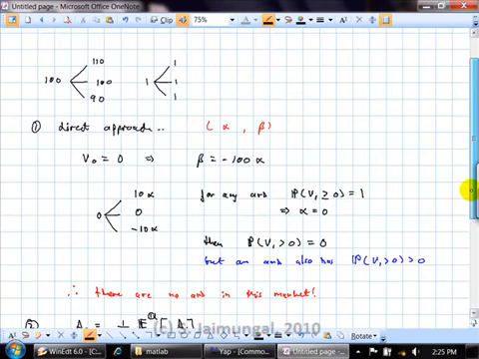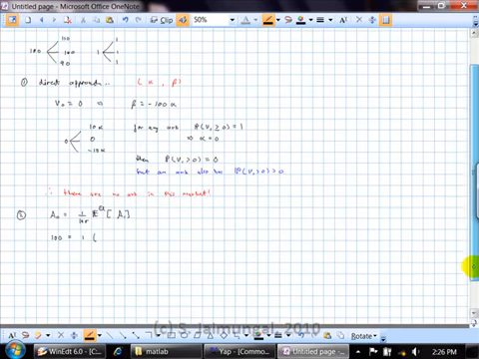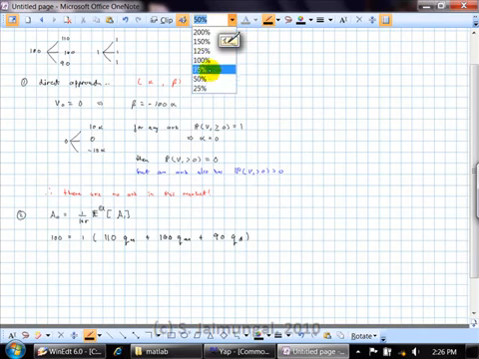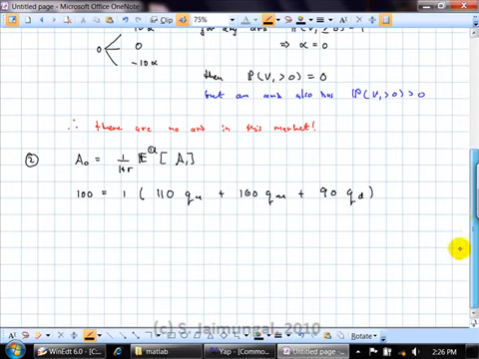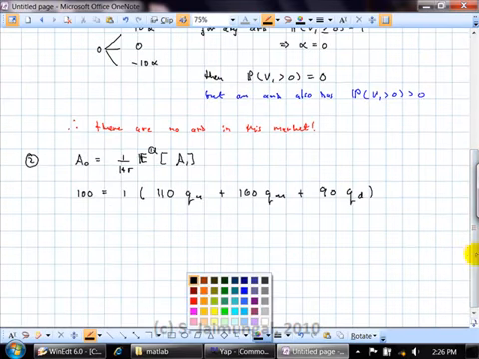Okay, look at our branching probabilities. In fact, let me just make this small for a few seconds so you can see it all at once. So you get 110 times QU plus 100 times QM plus 90 times QD. That's the condition that we need to solve. I'm going to make it bigger again now. So we need to see, can we find Qs?